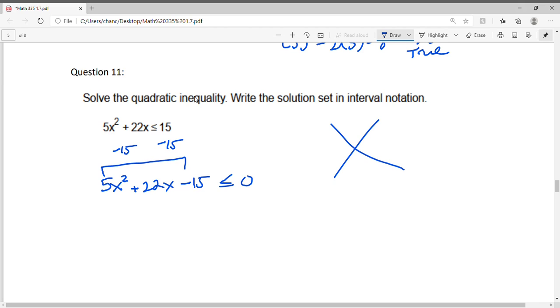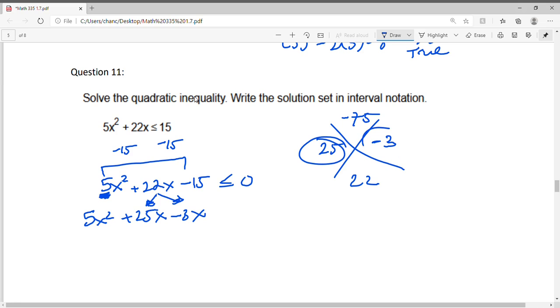We have 5 times -15. That gives me -75 on the top. And we need to find two numbers that multiply to get negative 75 and add up to 22. That's 25 and 3. This has to be a negative 3. Now since this is the AC method, we're going to have to split the middle. That is rewritten now as 5x squared plus 25x minus 3x. Again, we split the middle with these two numbers.